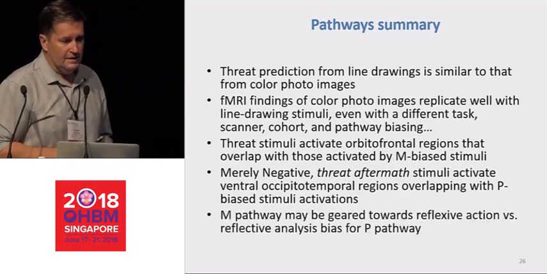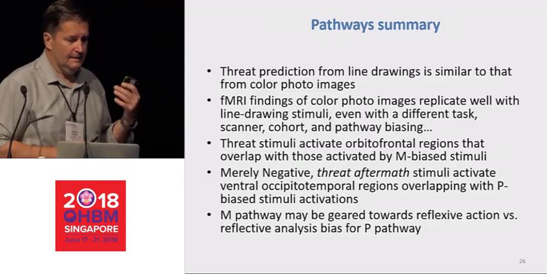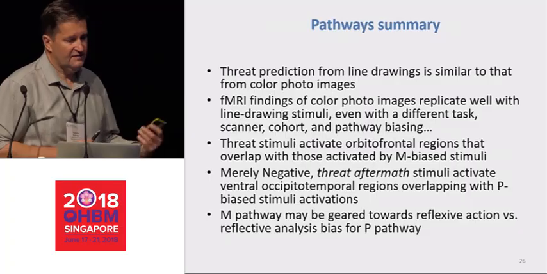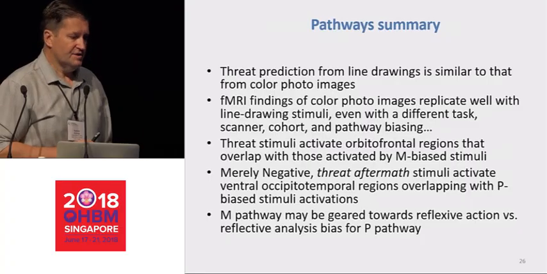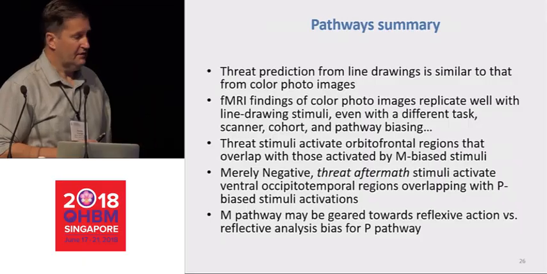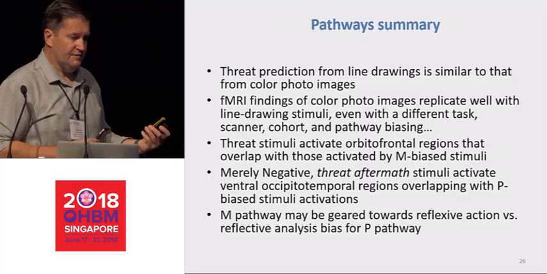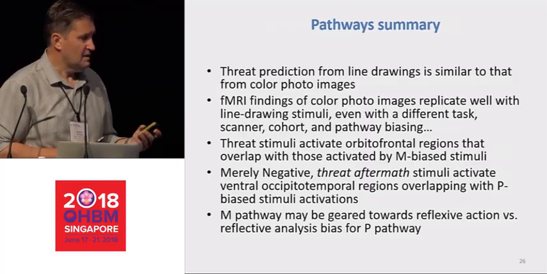So the M pathway may have a predictive bias for clear threat and reflexive action, versus the P pathway, which probably has a bias for reflective analysis and threat ambiguity images. Thank you.